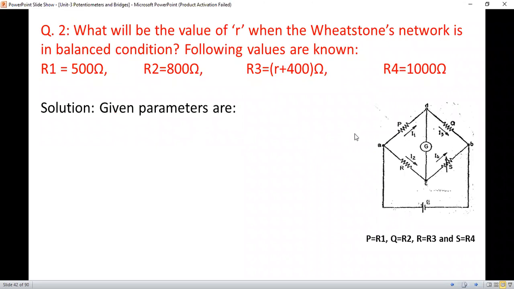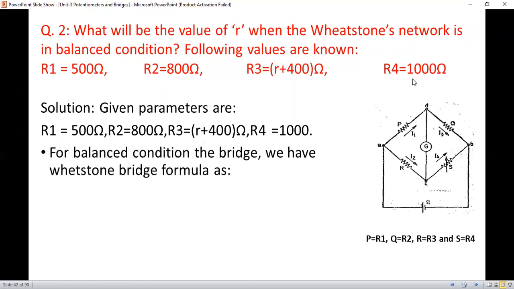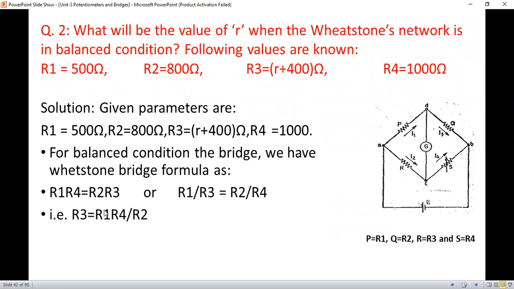The given parameters you have to write: R1 equal to 500, R2 equal to 800, R3 equal to R plus 400, and R4 equal to 1000. And you know the formula for the balanced condition: R1 R4 equal to R2 R3, or R1 divided by R3 equal to R2 divided by R4, you can also use. Any formula from this one, this one only we are going to consider. Substitute R1 equal to 500 here. R3 equal to R plus 400 we have to use here now.